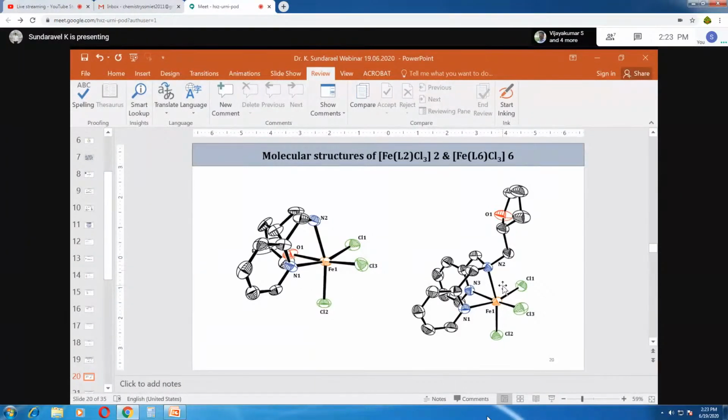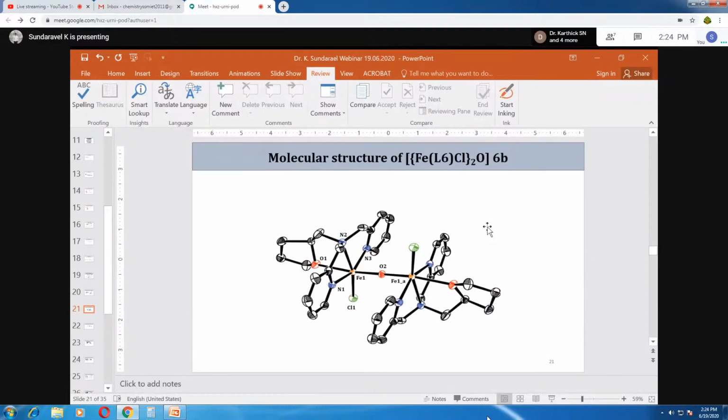It is unusual in the case of the complex L6. What we anticipated, we have provided four donor sites for the complexation, but it is acting as a tridentate ligand, again with facial coordination to the metal center, and the three chloride ions are occupying the remaining octahedral positions. So our ultimate aim was that one set of ligands will act as tridentate, another set of ligands will act as tetradentate ligand. But in both the cases, we end up with the tridentate coordination of the ligand donor.